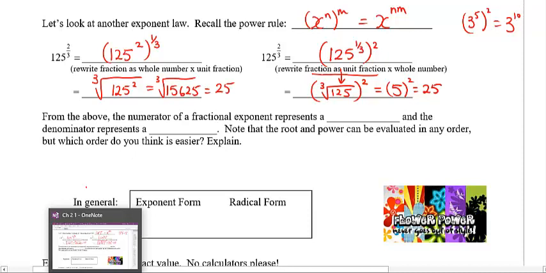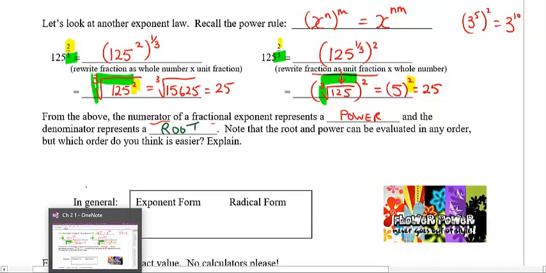So from the above, hopefully you can see that the numerator of a fractional exponent, so that's the 2, represents what? We always had to do a power. That's right, a power. And the denominator, that would be the 3. What does that represent? Yeah, the cube root. So that represents a root.